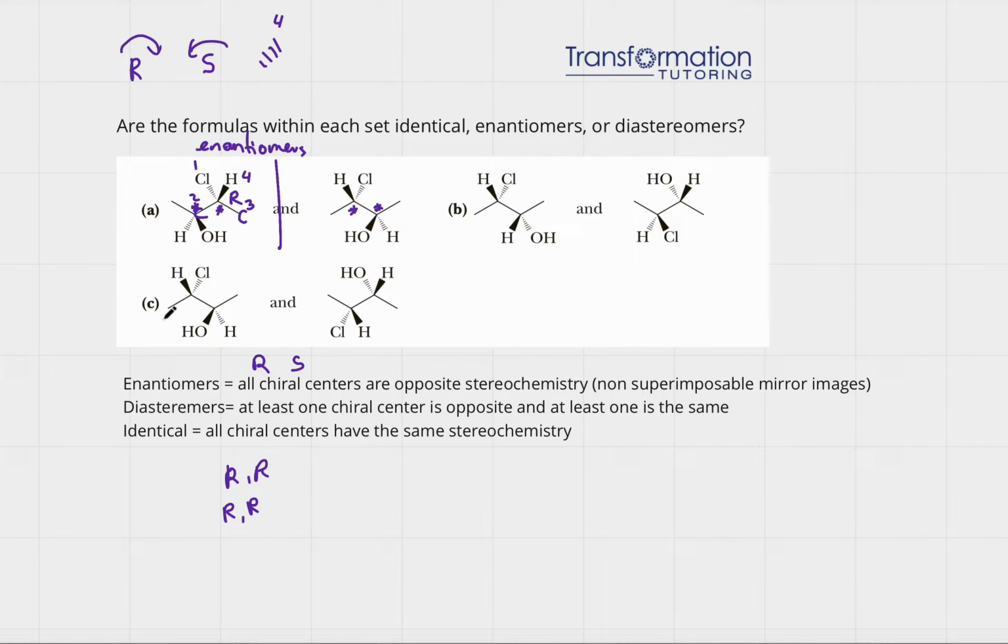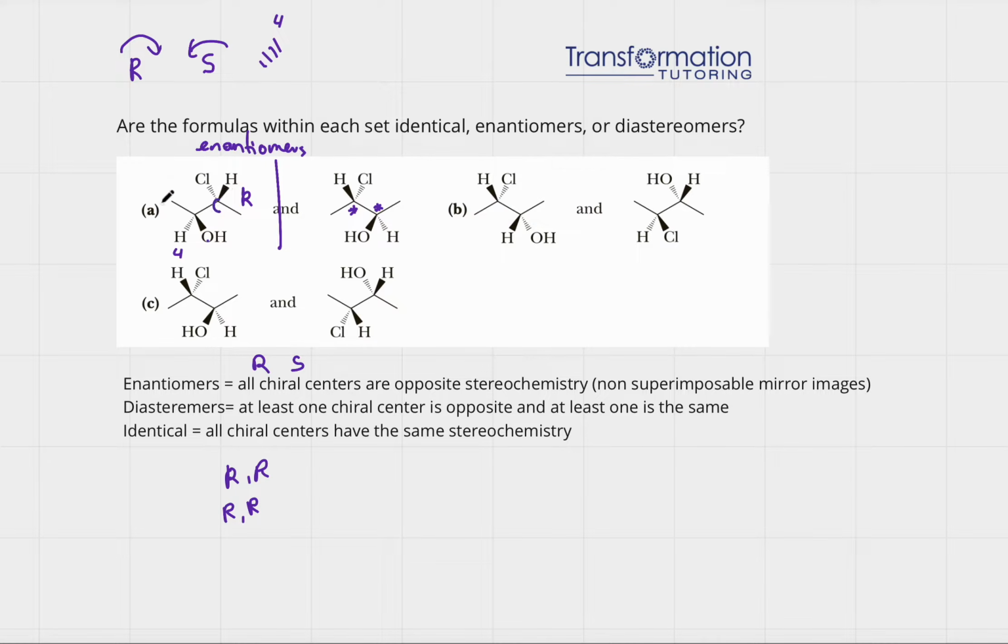So this configuration must be R. Let's go to this carbon. Hydrogen is number 4. I have oxygen, carbon, carbon. And let me just erase to make things easier. So I'm going to say that this is R.